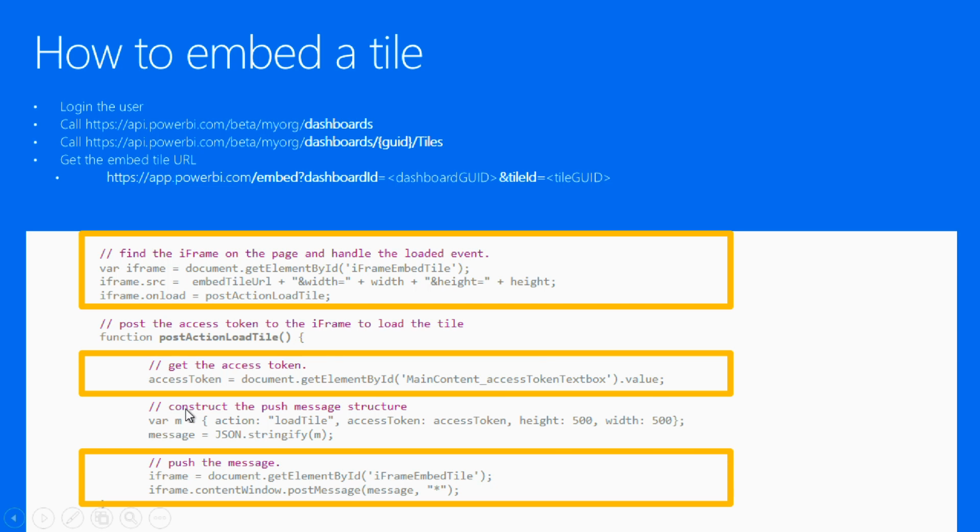That's the only one you didn't highlight. You open up the iframe, and basically, you'll set up the action for it. It's a load tile action. And in there, you'll pass in that access token that you got. You'll pass in the sizes you want the visual to render as. And then you'll post that message up into the iframe as you load it. And that will do what you just saw in those two examples.